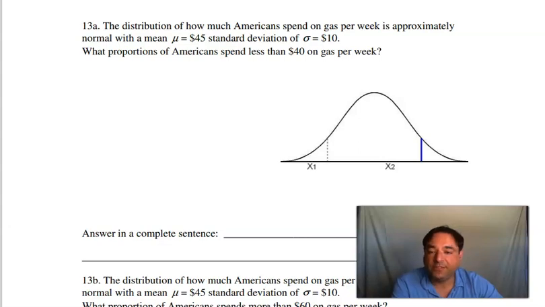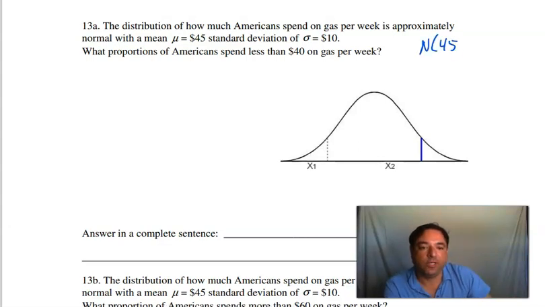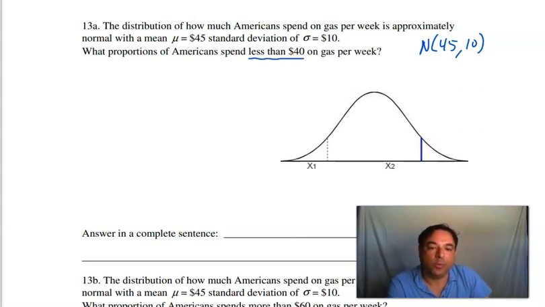Okay, for the rest of the test review, we're going to talk about z-scores. So 13a says the distribution of how much Americans spend on gas per week is approximately normal with a mean of $45 and a standard deviation of 10. We want to know what proportion of Americans spend less than $40 on gas per week.